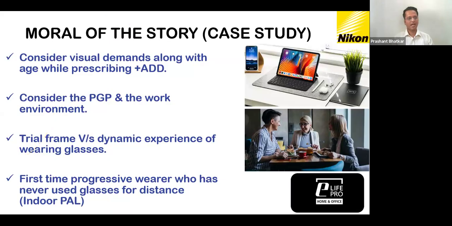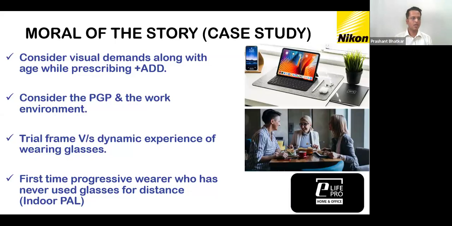He was extremely happy for near because he was managing his near work with a 1.5 diopter reading glass. So this total combination was somewhere around 2.25. And we made a pair of home and office Nikon occupational lenses. These are indoor progressives, and he's using them in his office like he used his reading glasses earlier. He's using intermediate indoor progressives, and he seems to be sorted and happy with the new pair of glasses.